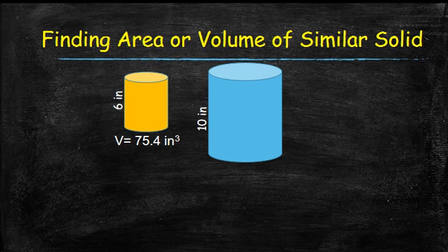Finally, we need to look at finding the area or volume of a similar solid. You see here, we have the height of both cylinders. We have the volume of one cylinder, but not for the other. So we need to find the volume of the larger cylinder.